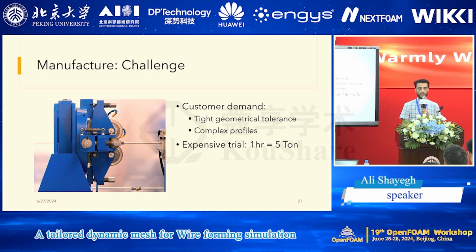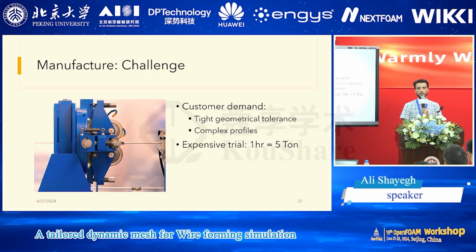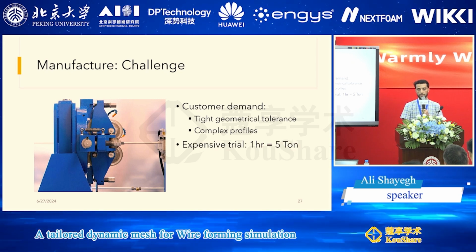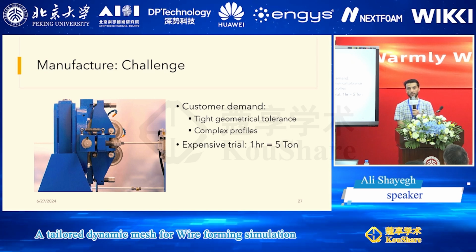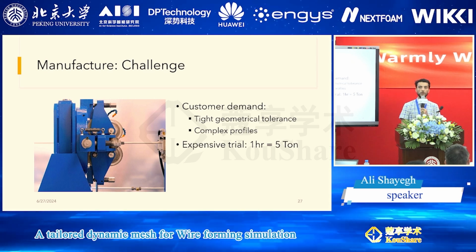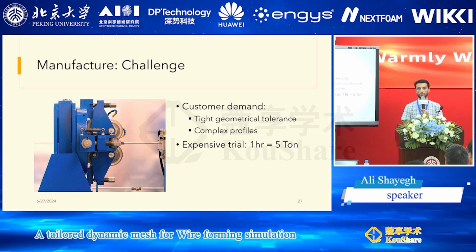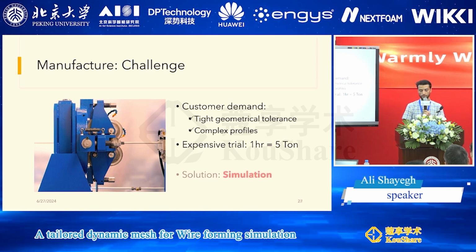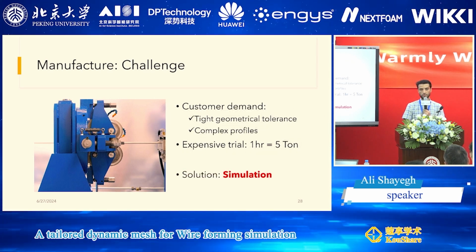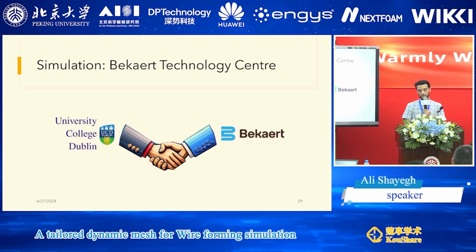And every hour that the production line is overhauled, you have approximately 5 tons. You actually fall behind on your production goals by 5 tons, which is too much. So the solution is simulation, the potential solution.